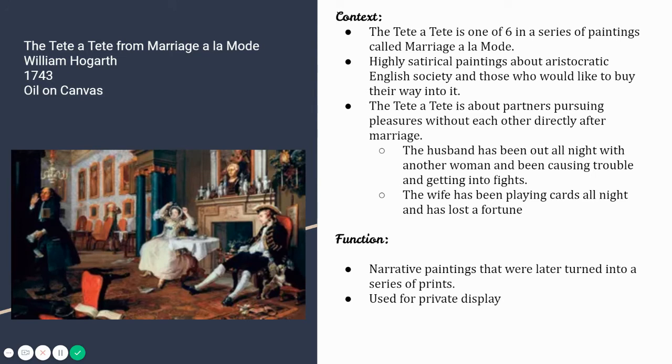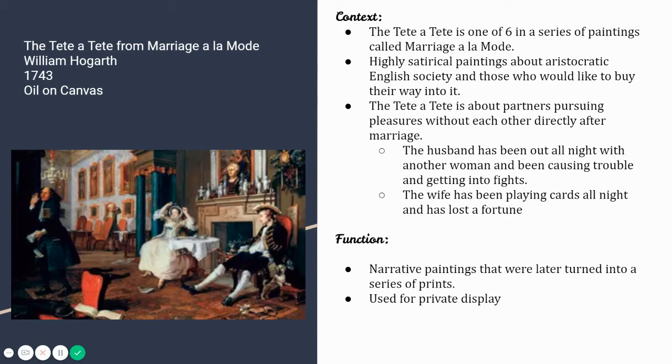So that brings us to this first painting by William Hogarth we talked about. The title of the painting is the Tete-a-Tete from Marriage a la Mode. Marriage a la Mode is the name of this series, and the Tete-a-Tete is the name of this individual painting. It's from 1743, and we're looking at oil on canvas.